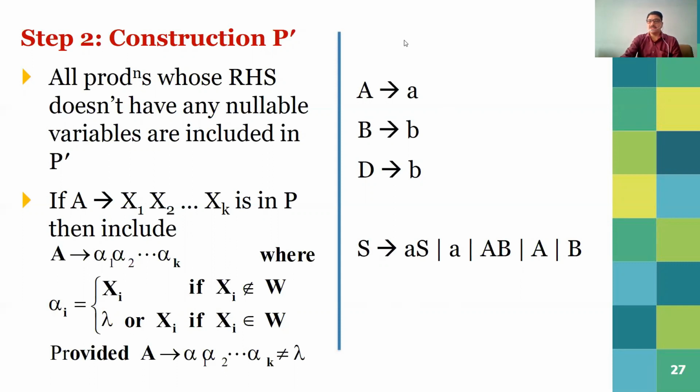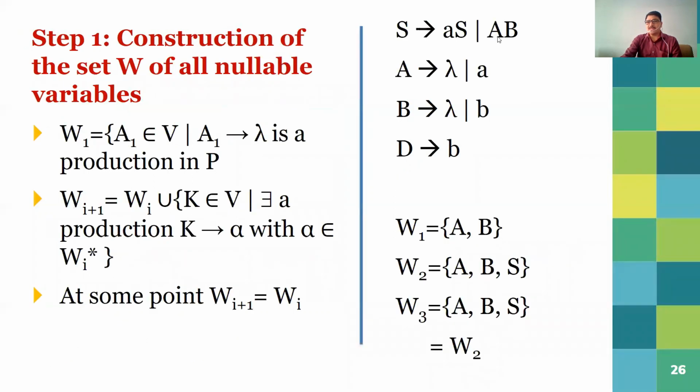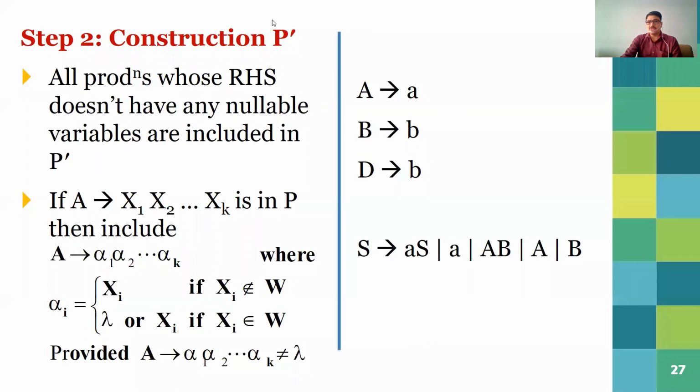P? So just see the real example. In the previous case, as you know, S → AS | AB is the given production. So I am writing here S → AS, S → AB, right? So simple. These are the productions that do not have any nullable variable. So just include all these productions into P.